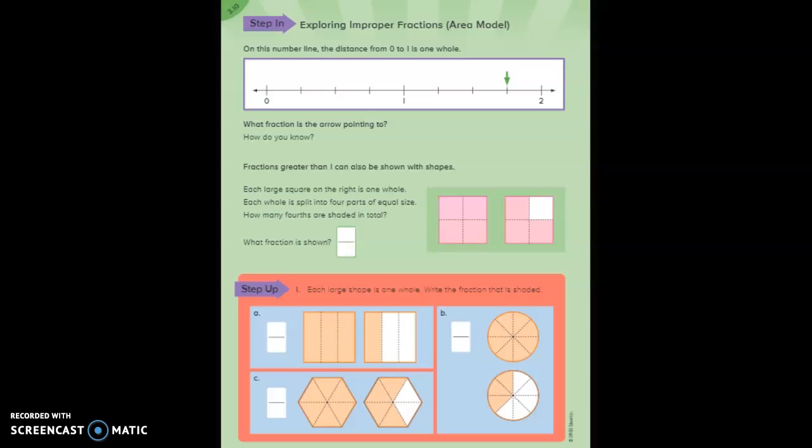Hey guys, today's Tuesday. Today's lesson we're going to be exploring improper fractions and we're going to be utilizing the area model. An area model is just a pictorial representation where one is able to manipulate or, in this case, draw or jump in order to accomplish the objective.